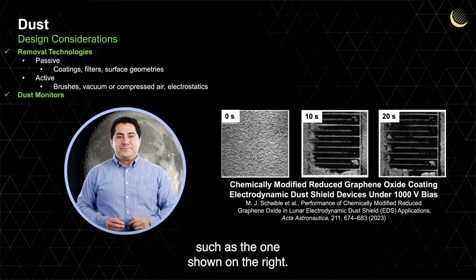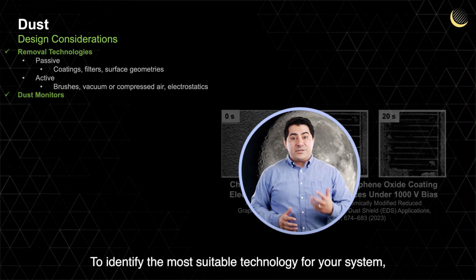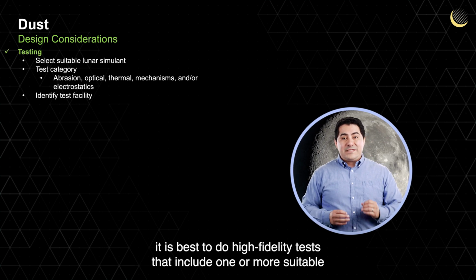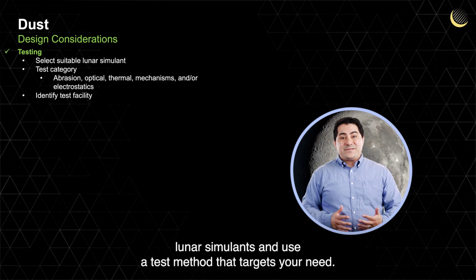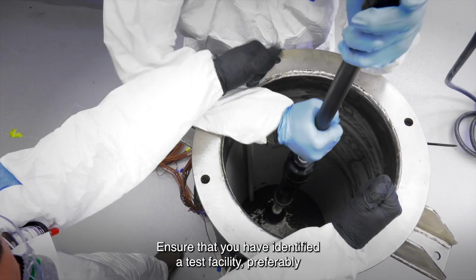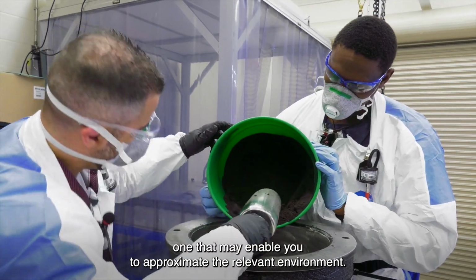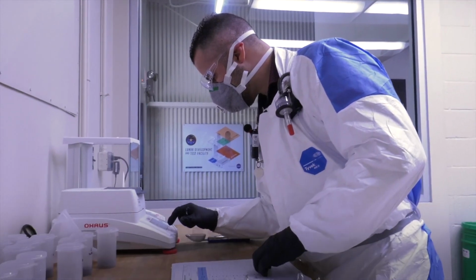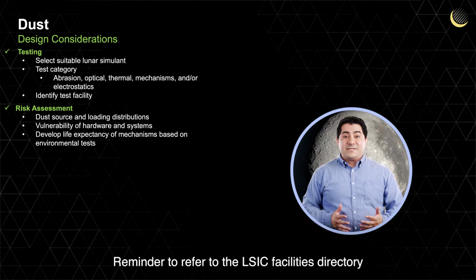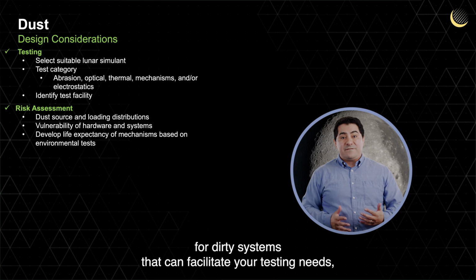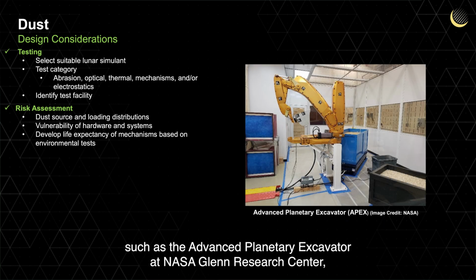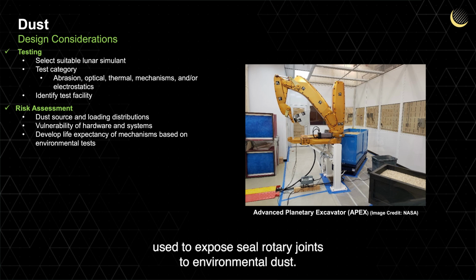To identify the most suitable technology for your system, it is best to do high-fidelity tests that include one or more suitable lunar simulants and use a test method that targets your need. Ensure that you have identified a test facility, preferably one that may enable you to approximate the relevant environment. Reminder to refer to the LSIC Facilities Directory for dirty systems that can facilitate your testing needs, such as the Advanced Planetary Excavator at NASA Glenn Research Center, used to expose seal rotary joints to environmental dust.